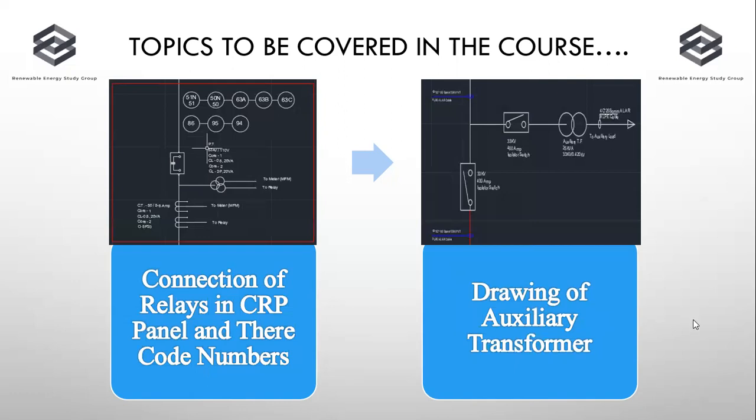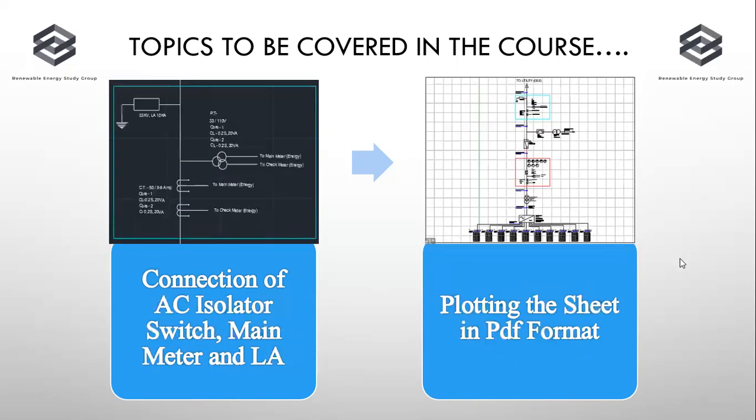Similarly, we're going to show the drawing for the auxiliary transformer. While we are connecting the CRP panel and making the further connections, how exactly are we going to show that? What is the specification of the isolator switch we are using? How can we make the electrical connection of an isolator switch? Further, the auxiliary transformer's electrical symbol and its cable sizing we are going to see in the AutoCAD software.